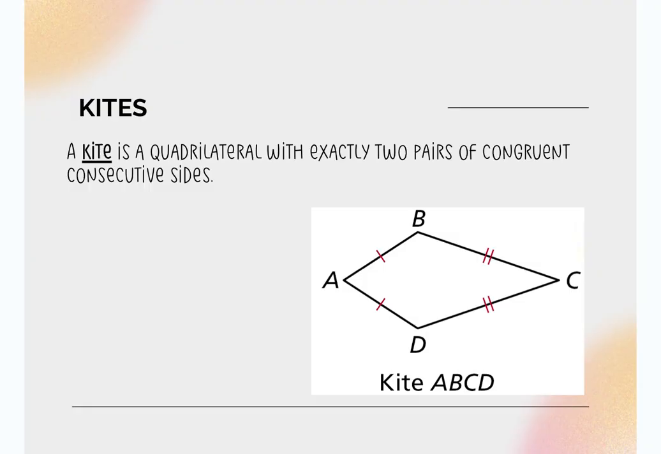The kites are next. So a kite is a quadrilateral with exactly 2 pairs of congruent consecutive sides. Again, not a parallelogram. What's important here is that the sides are consecutive, meaning these two would be congruent and these two can be congruent, not opposite each other. So that's why it's not a parallelogram. The opposite ones are not congruent, just the ones that are consecutive. So this would be kite A, B, C, D.